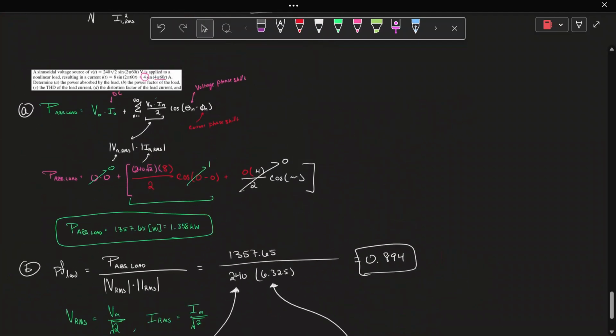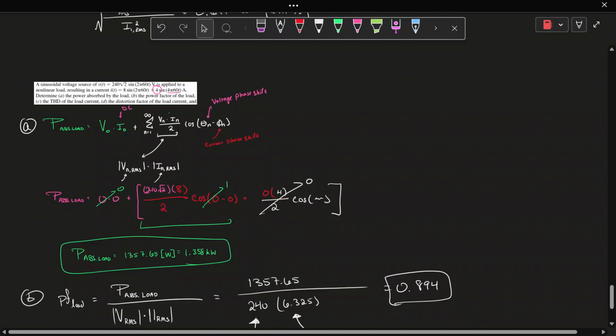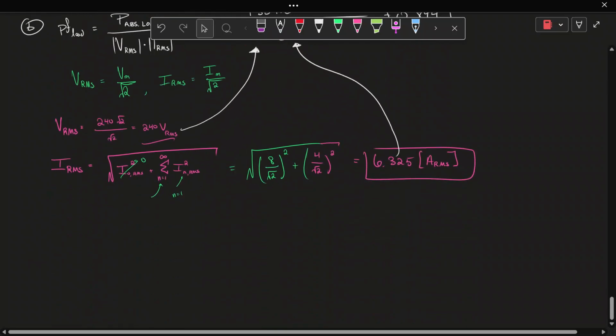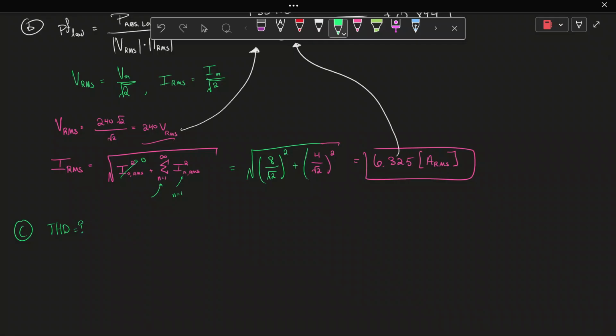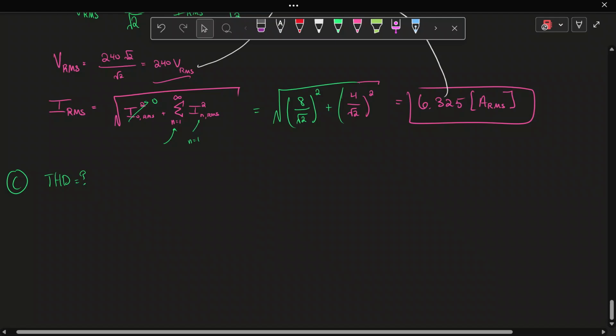All right, so now part C. We're looking for the total harmonic distortion, the THD, of the load current. So for part C, we're looking for THD. All right, so let's figure out what is the equation for the total harmonic distortion. Well, there are two you can use. One might be easier than the other. The one I'm going to use is this.